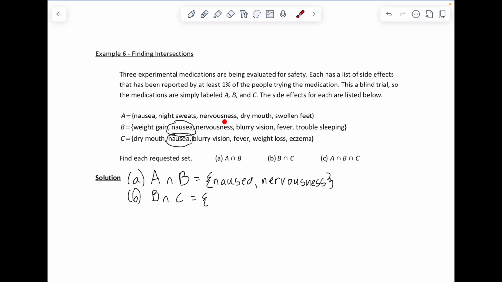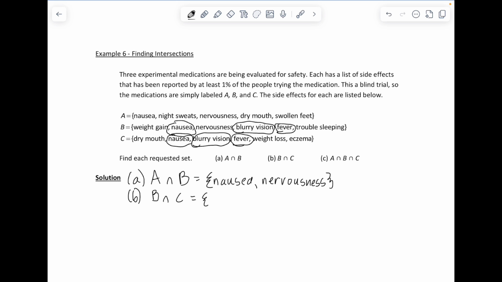Nervousness, that shows up in set B. I don't see it down here in C. Okay. Blurry vision, that shows up in B. It also shows up in C. So there's another one that's shared in common. Blurry vision. Okay. Fever, that shows up in B. It also shows up in C. Okay. Fever. Okay. Trouble sleeping shows up in B, but not in C.